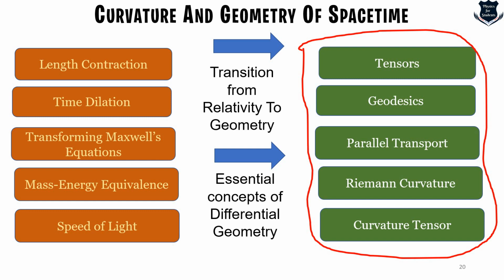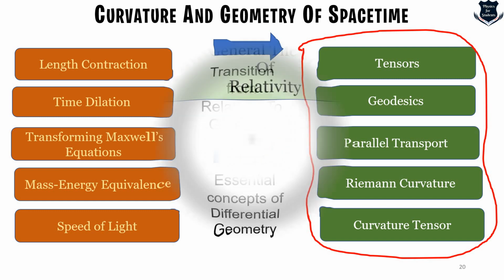So now we have established that we are dealing with a subject which is more geometric in nature rather than length contraction and time dilation, which consider the speed of light and relativistic effects. Now it is time to understand the relationship between differential geometry and general relativity, because we have established what general relativity is and what differential geometry is. Now it is time to see the relation between them.